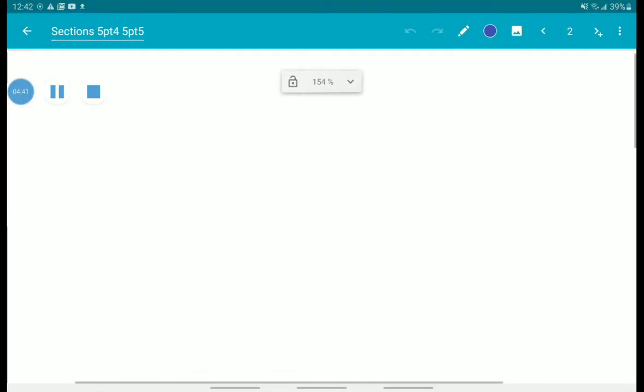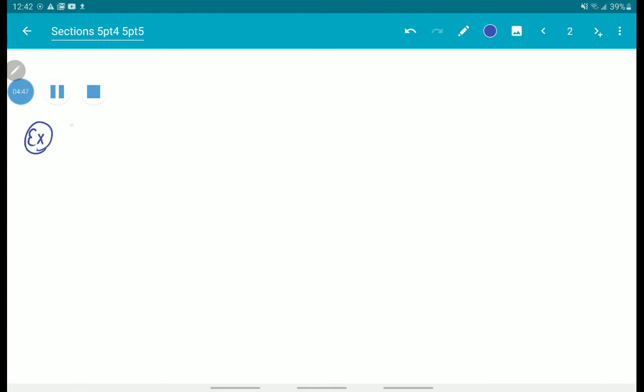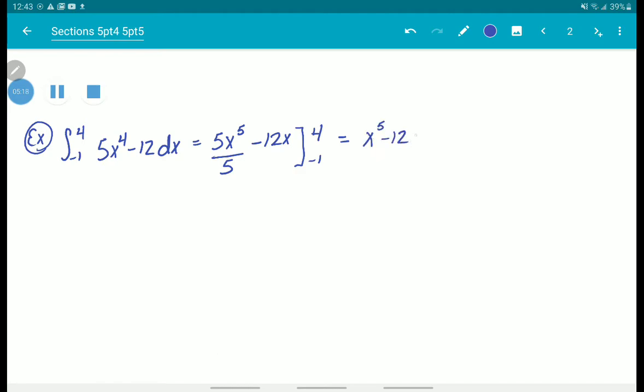Okay, let's do just a few more. Suppose we want to integrate from -1 to 4 of 5x to the 4th minus 12 dx. Okay, integrate first. So this is 5x to the 5th over 5 minus 12x. And then we want to evaluate from negative 1 to 4. I like to reduce before I do that. 5 divided by 5 gives me just x to the 5th minus 12x, going from negative 1 to 4.